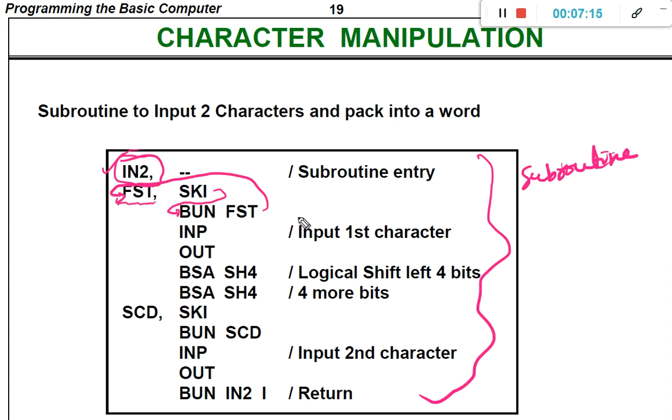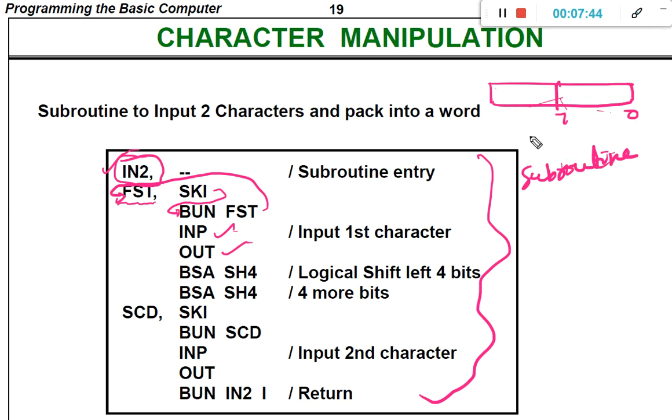So, whenever the input flag becomes 1, then perform the INP, out the INP. So, this code is fixed for inputting a character. After inputting a character, the character will be stored in locations from 0 to 7. Here the character is there. However, we need to store one more character.